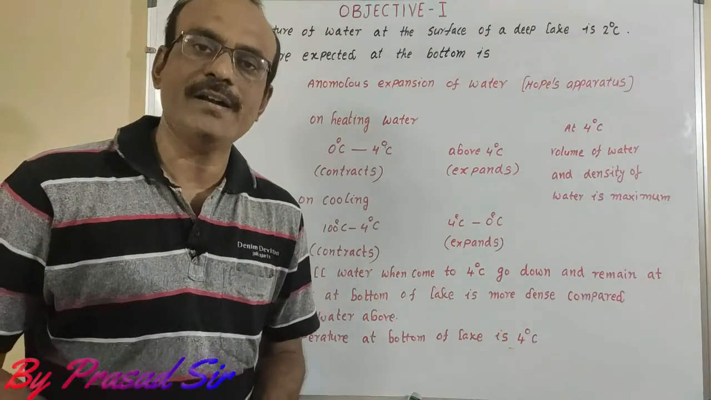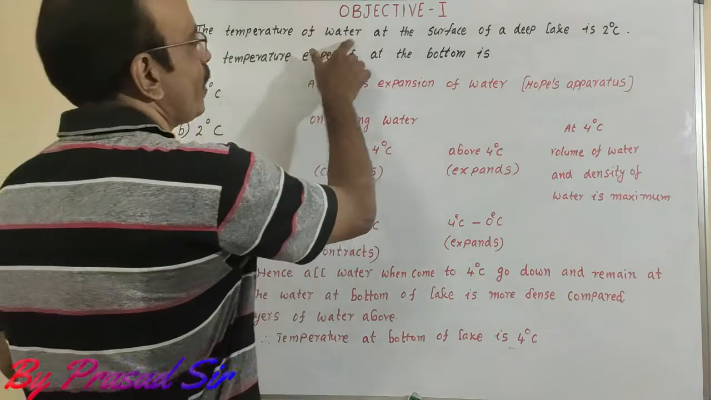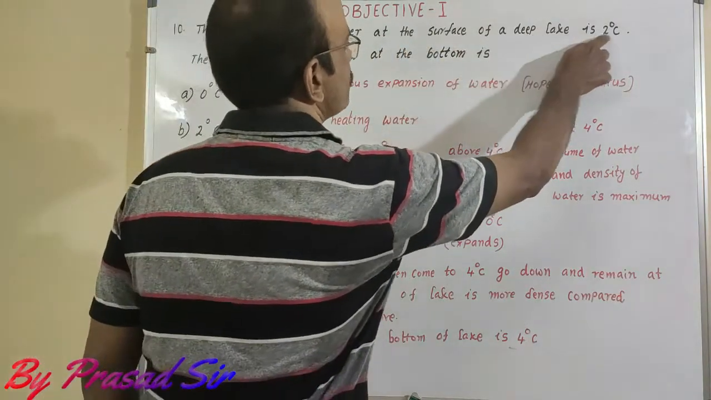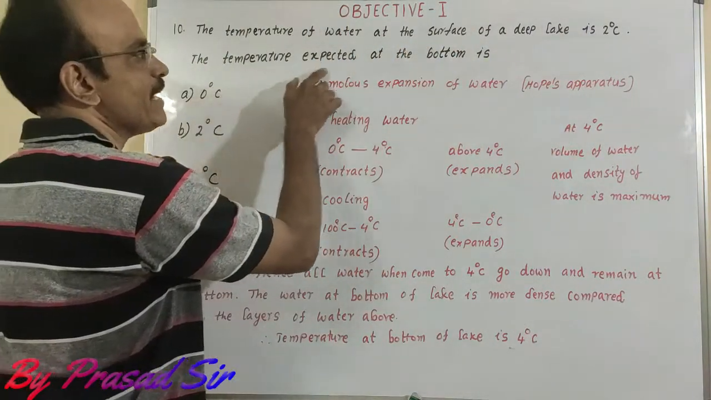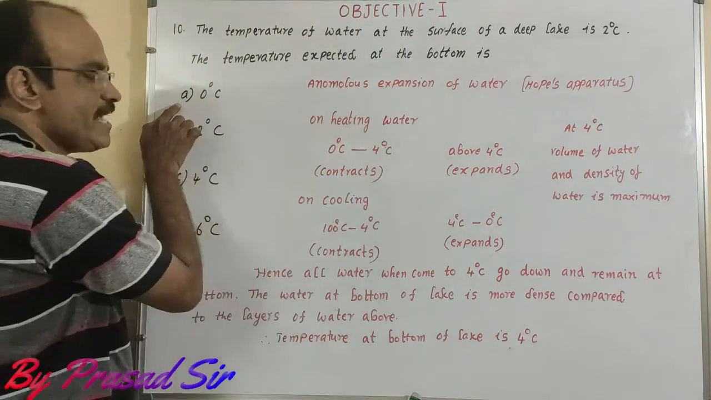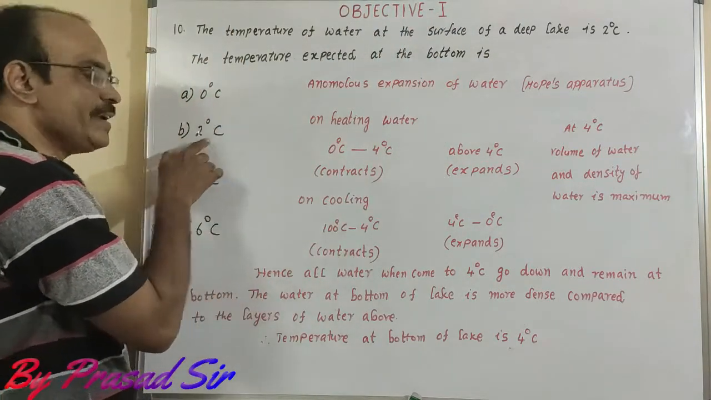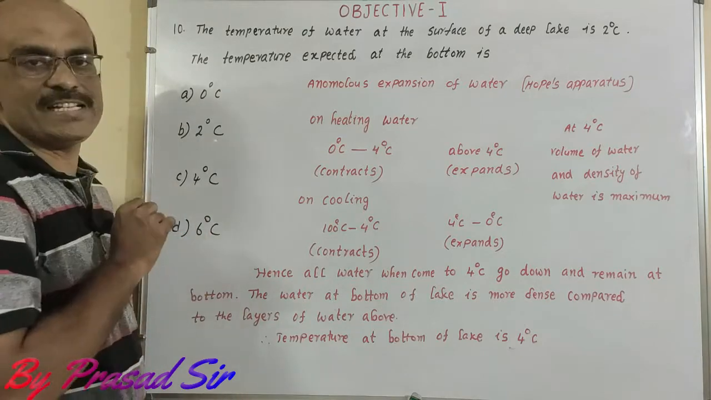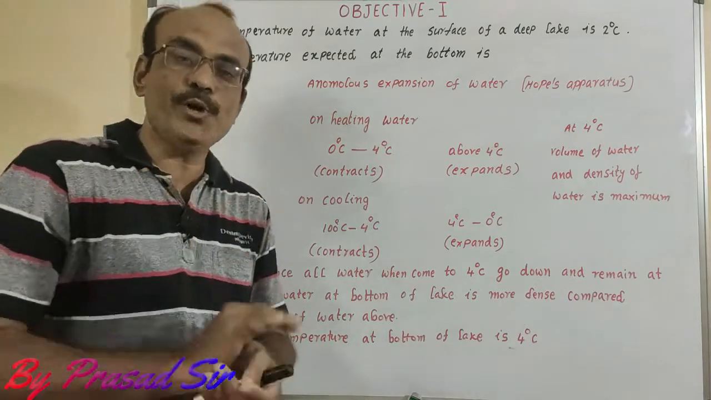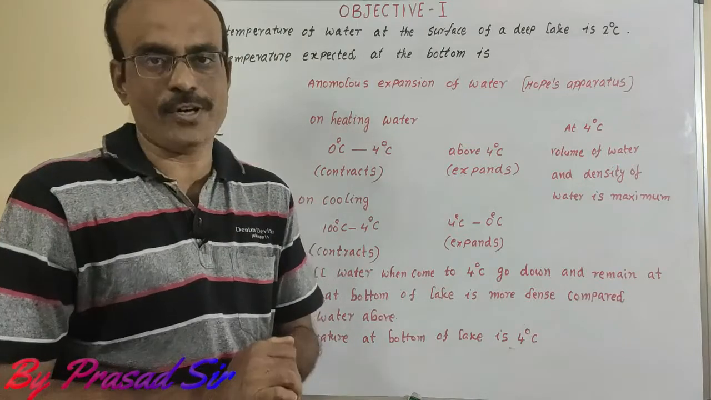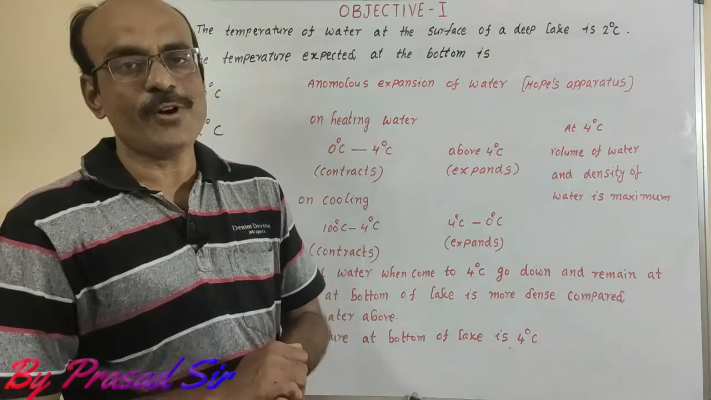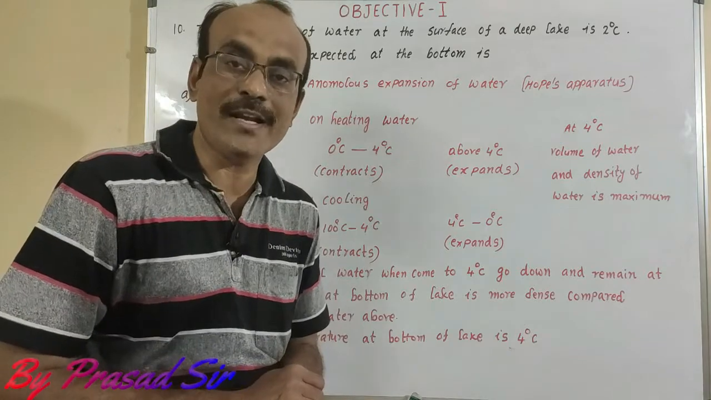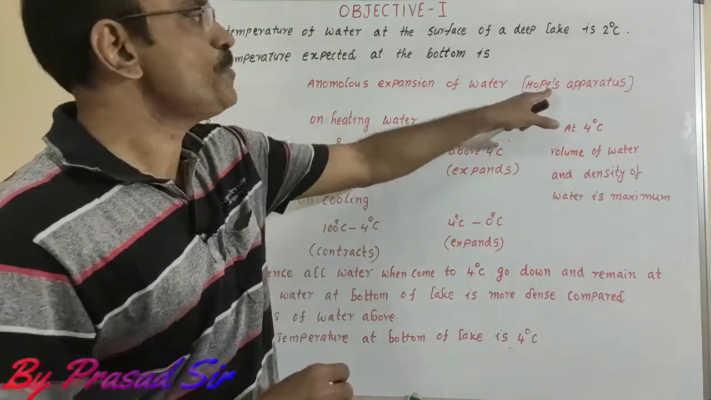Question number 10. The temperature of water at the surface of a deep lake is 2 degrees centigrade. The temperature expected at the bottom is: A, 0 degrees centigrade; B, 2 degrees centigrade; C, 4 degrees centigrade; D, 6 degrees centigrade. This question is purely based on anomalous expansion of water. Now, what is anomalous expansion of water? It can be determined by using Hope's apparatus.